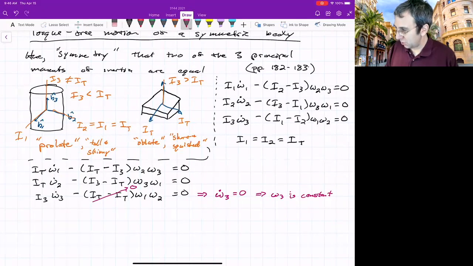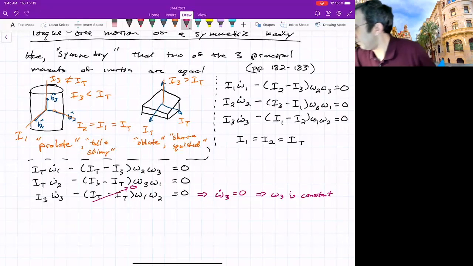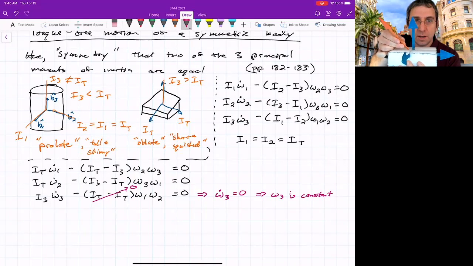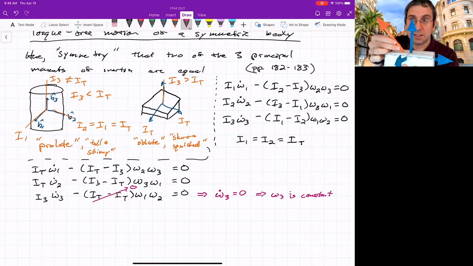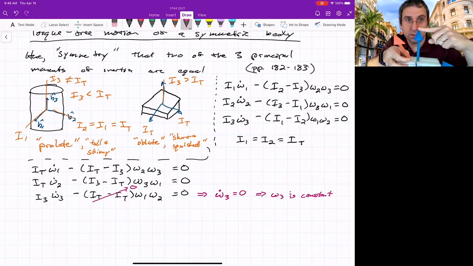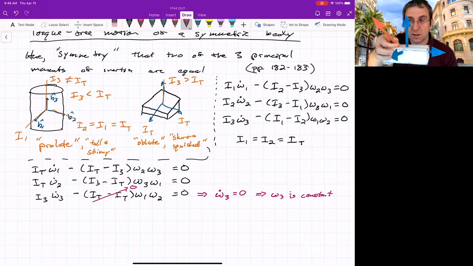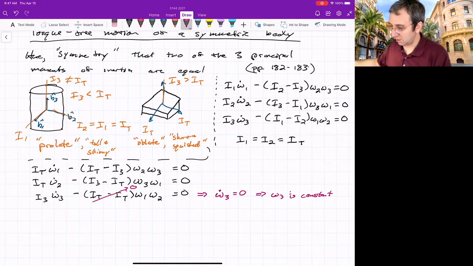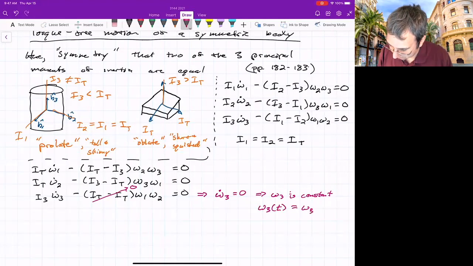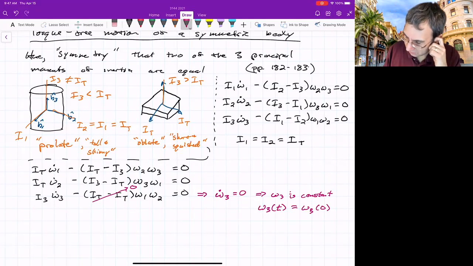So that means the third component, if we're in the body fixed frame, and this is omega, the number 3 component is always going to be staying the same. So the projection of the orange vector along this B3 direction, let's call that the B3 direction, just stays constant. I don't know what the others do, but that one stays constant. So omega 3 as a function of time equals whatever omega 3 was initially. All right, what about these other two? How do I deal with them?